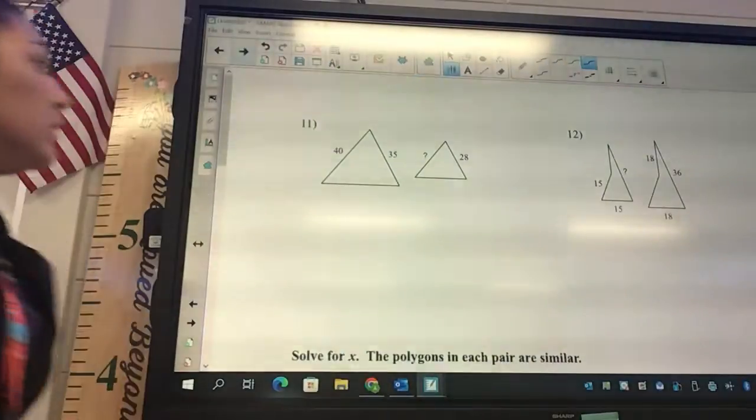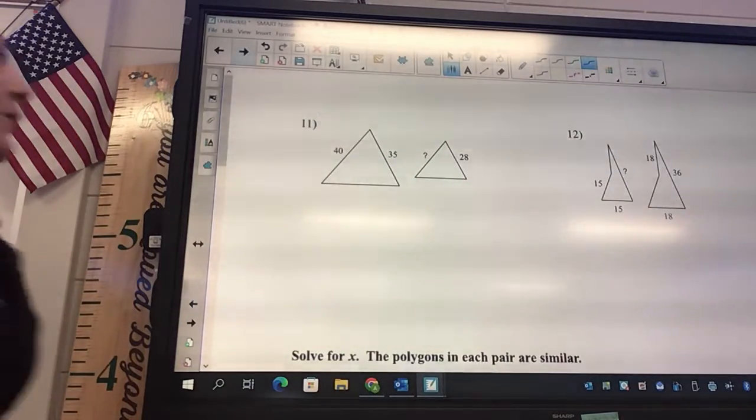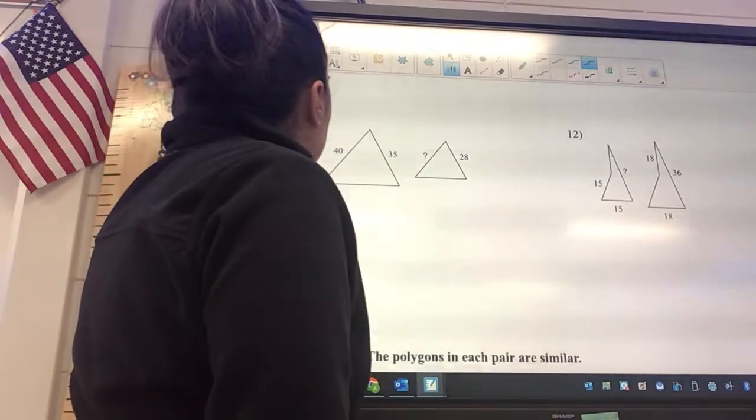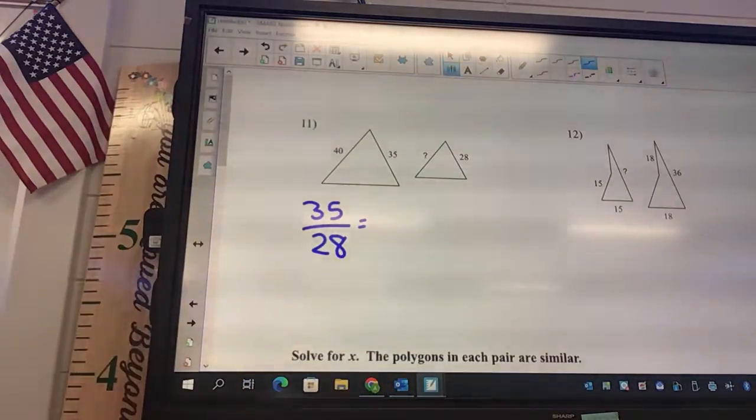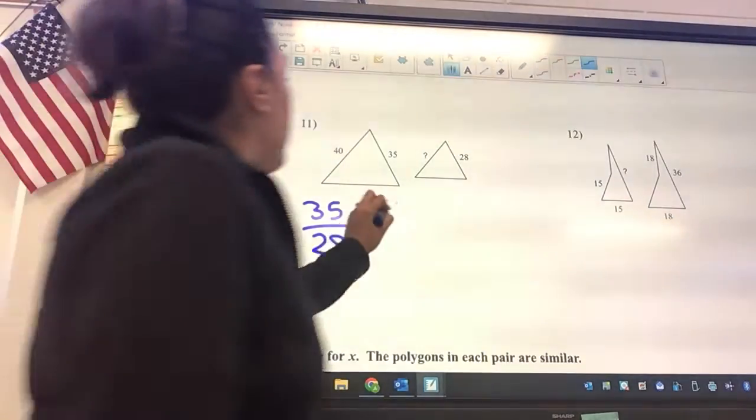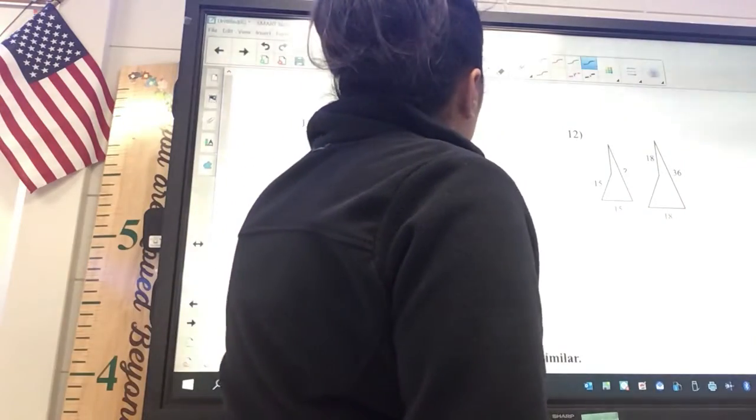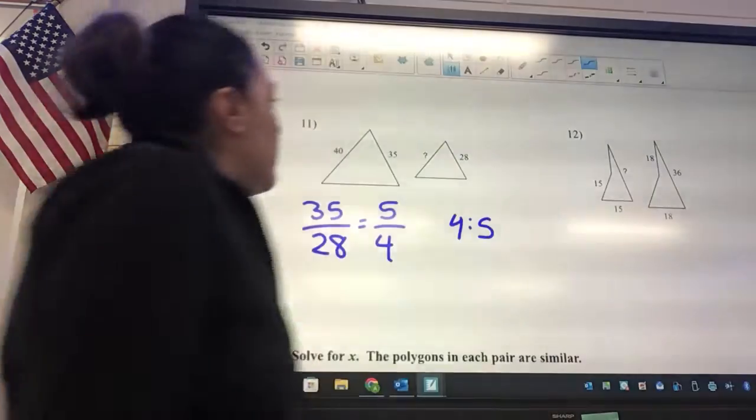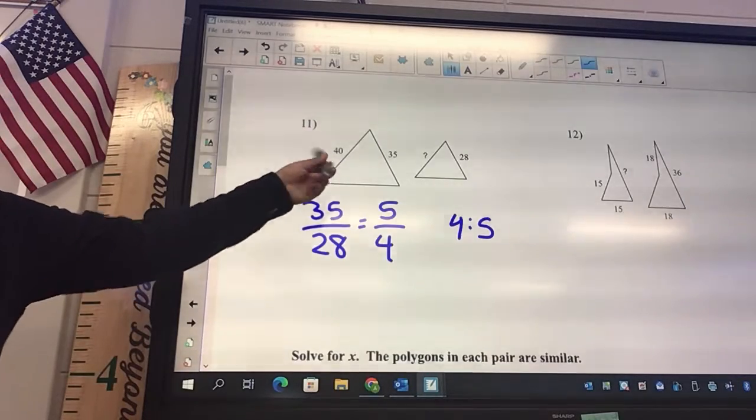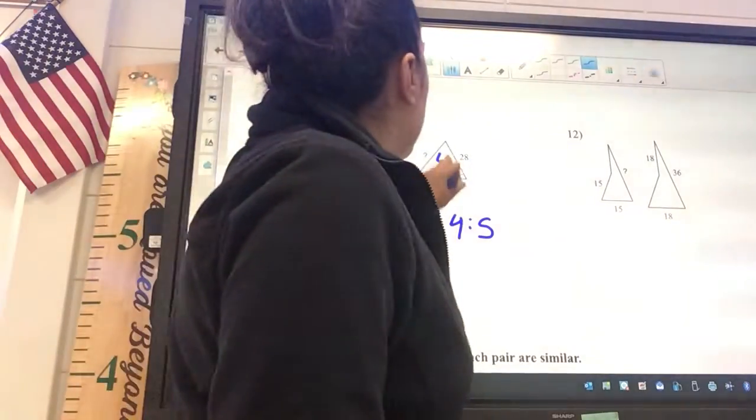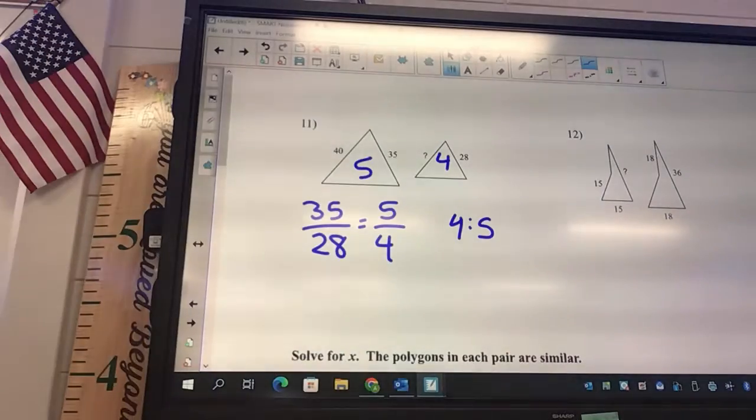Okay, look at 11. We need to find the scale factor. So we're going to say 35 over 28. 5 over 4. So our scale factor is 4 to 5. What is this one? The 4 or the 5? That's the 5, and this is the 4.